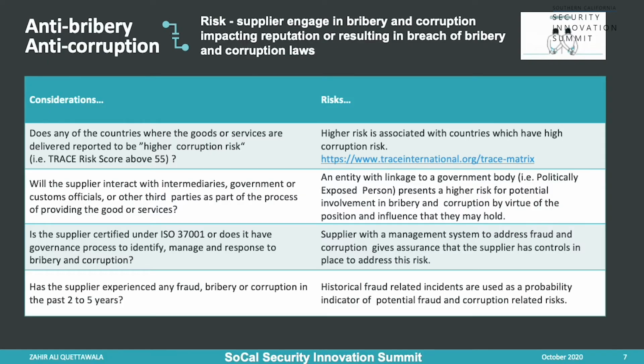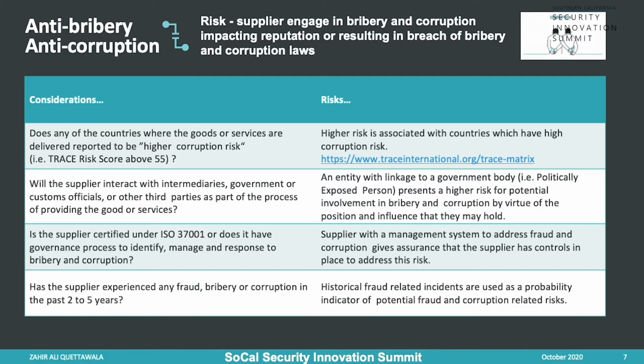The next consideration I would say: will the supplier interact with intermediaries, government or customer officials, or other third parties as part of the process of providing the goods or services? So remember, if it is a supplier or entity linked with any politically exposed persons, or headed by any political people, there is a potential of corruption and bribery, especially with countries where the risk score is above 55. So that is something we need to understand and make sure that those elements are not present before engaging with the supplier.